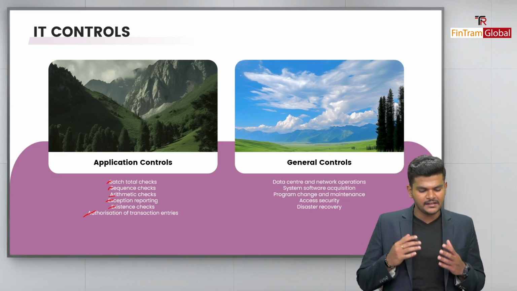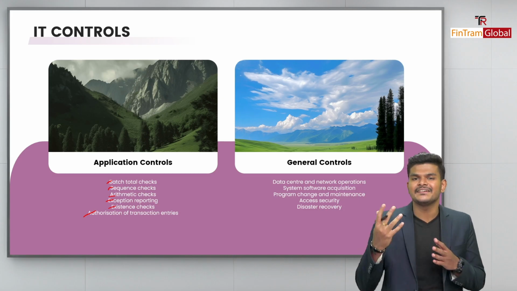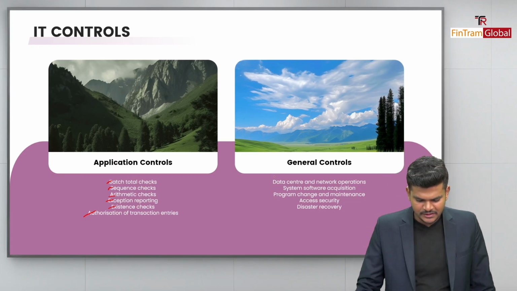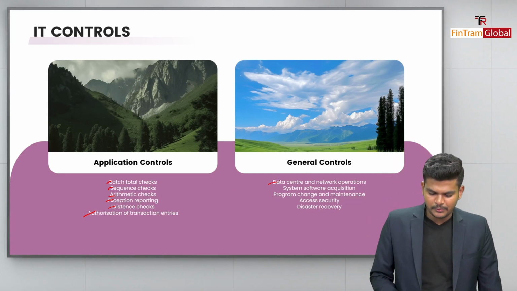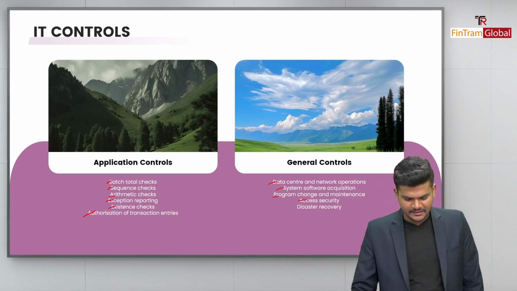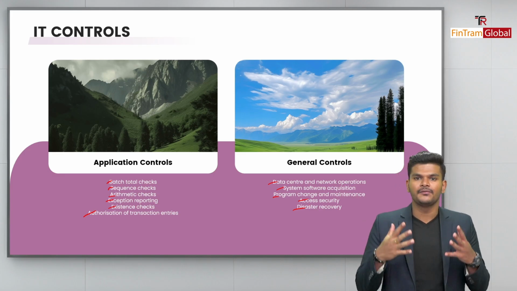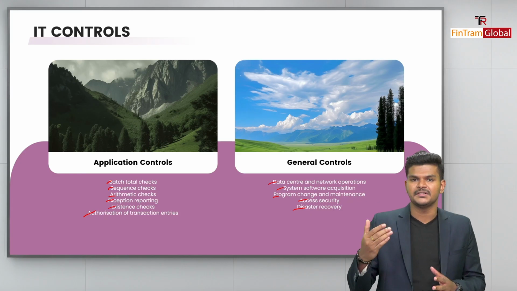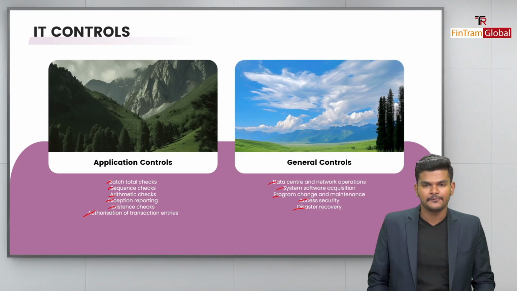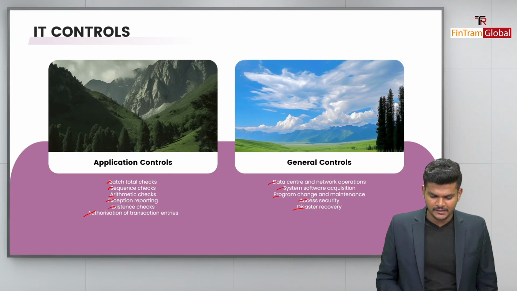Okay, folks. So all of these are controls that we have to protect the data integrity, or the accuracy of the data, right? Whereas if you look at general controls on the other hand, what are general controls doing? Data center and network operations, systems or software acquisitions, program change and maintenance, access security, disaster recovery. So these are just there to protect the data overall, from an unauthorized person accessing it or stealing the data. So that's basically how general controls are different from application controls. Just keep this point in mind as well.